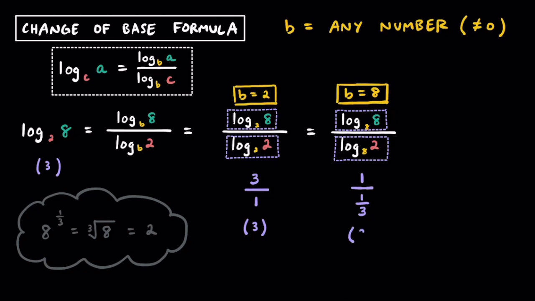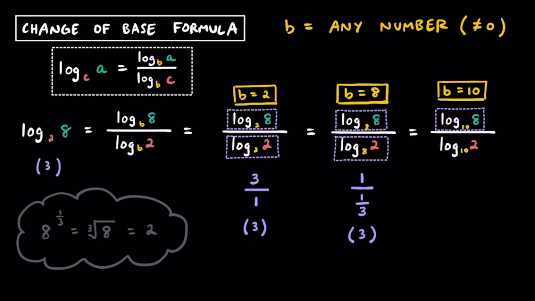1 over 1/3, or 1 divided by 1/3, is just equal to 3. Now here's a third example where b is a different number, like 10. In most cases we can just write log of 8 over log of 2, and the 10s that are down there are implied, but I'll write them in there just in case for today.